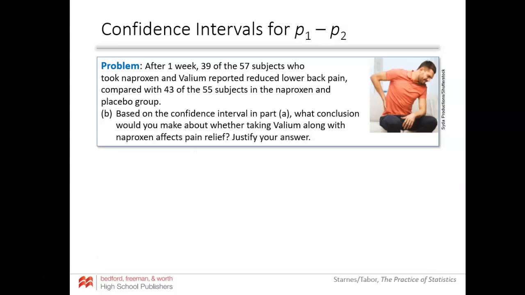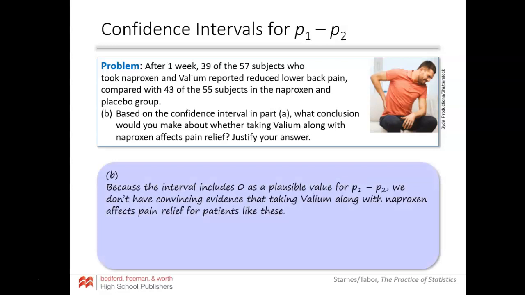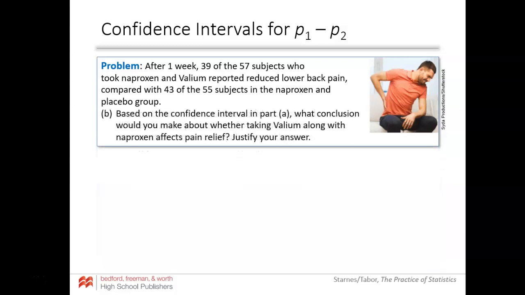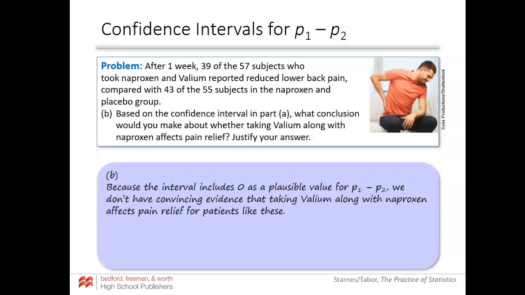Based on the confidence interval in Part A, what conclusions would you make about whether Valium, along with naproxen, affects pain relief, and justify your answer? Now remember that interval, go back a slide, went from negative 0.312 to positive 0.116. So because the interval includes 0 as a plausible value, meaning that there's no difference, we don't have convincing evidence that taking the Valium along with naproxen is going to affect their pain relief. So to use some old terms, we would probably conclude this as being not significant or not convincing evidence.